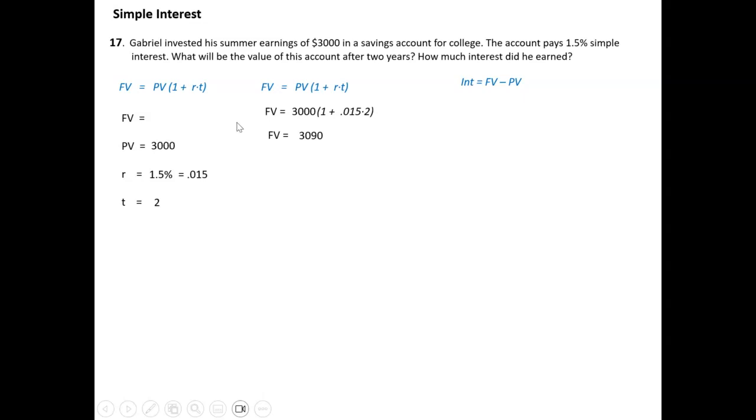Now to find the interest, it says how much interest did he earn? So the 3,000 he invested in an account for college. How much interest did he earn in 2 years? So we subtract the future value, the $3,090, minus the initial investment, which was 3,000. That's why the answer is 90. So Gabriel had 3,090 in the account, and Gabriel earned $90 in interest. That's the answer for 17.